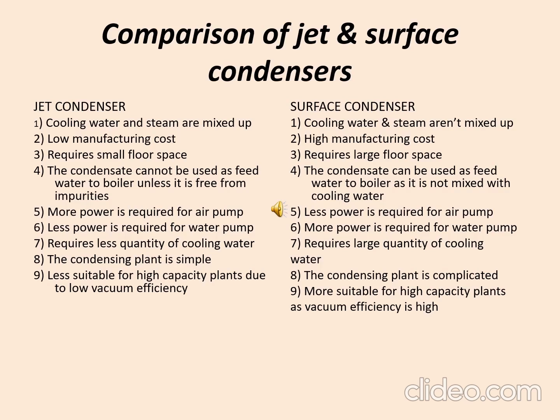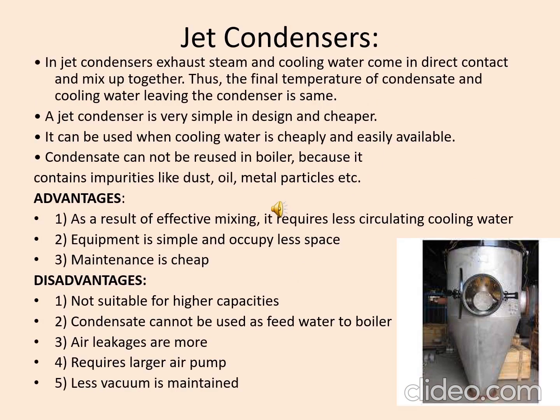Okay. So I told you about the jet condenser. What is a jet condenser? It is a mixed type condenser. Mixed type means what is happening here, the exhaust steam and the cooling water come in direct contact with each other and mix up together, and its construction is very simple. That's why it is easier also, it is cheaper than the surface condenser. Okay, and the cooling water we are using in a jet condenser is also cheaply and easily available. Okay, so if we discuss the advantages and disadvantages, what are the advantages of a jet condenser?